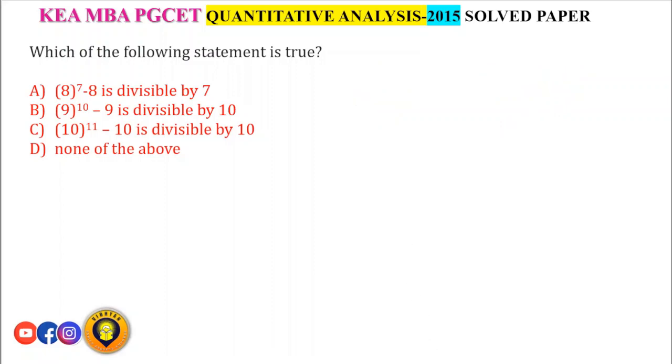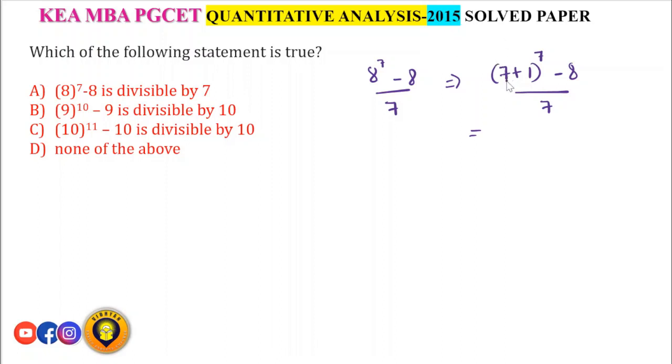Which of the following statements is true? 8 power 7 minus 8 is divisible by 7. So what we will do here is write 8 power 7 as (7 plus 1) power 7 minus 8, divided by 7. Now just look at the remainder. Divisible by 7 means what? The remainder should be 0, correct? If it is divisible, the remainder is 0.